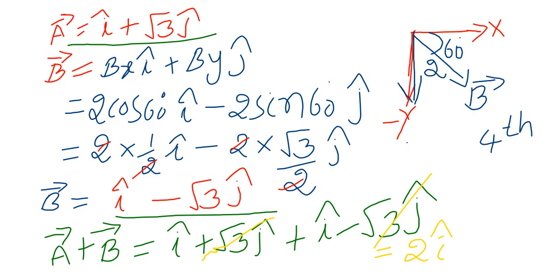So here the object is moving along x-axis. i cap means it is moving along x-axis. A bar plus b bar is the resultant vector of a bar and b bar.